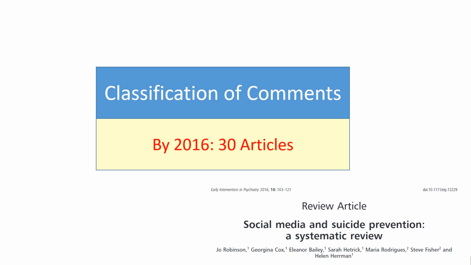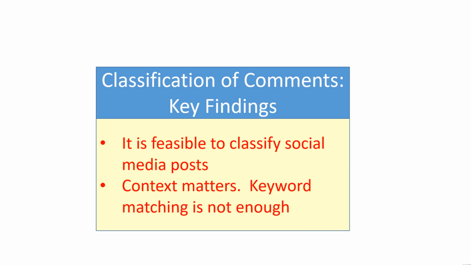There are about 30 different articles showing that we can do so. And I'm not going to go into the methodologies used, but I'm going to discuss how the progress that has been made can now be used to classify a patient as being suicidal. What progress has been made, you might ask? It is now feasible to classify social media posts. That clearly has been established in the literature. And secondly, context matters. It's not just keyword matches that matter, but the context of those keywords.